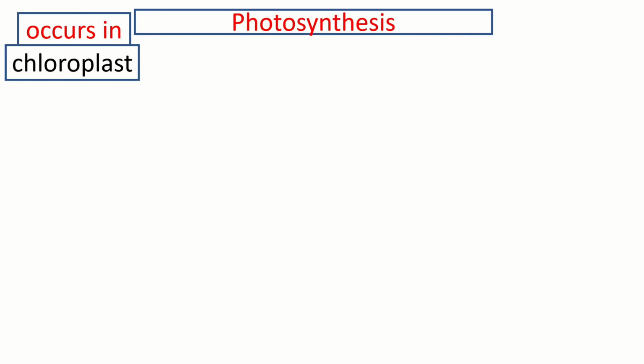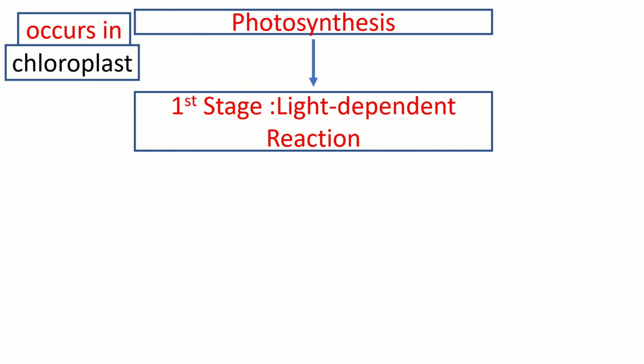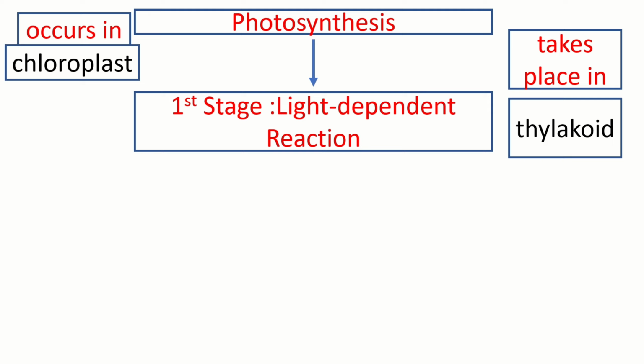Okay, so let's sum it up. So photosynthesis, it is the process wherein the light energy is being converted into sugar or food, or specifically glucose, because glucose is the source of energy for the plants for them to grow. And photosynthesis occurs in the chloroplast that contains the green pigment called chlorophyll. Photosynthesis has two stages, but we just discussed the first stage, which is the light-dependent reaction. And the light-dependent reaction takes place in the chloroplast, specifically in the thylakoid. Okay, thylakoid is a part of chloroplast.